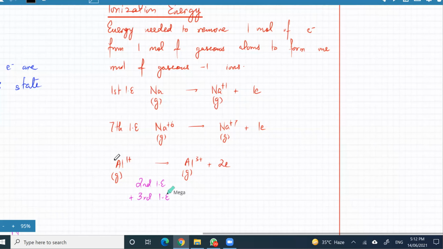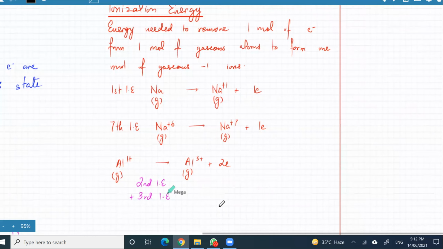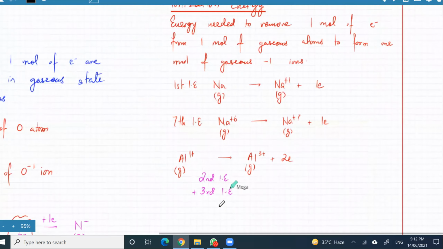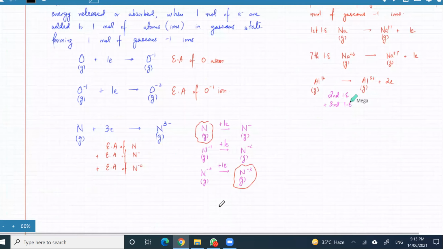Remember, when you're given expressions like these, you should know how many energies are getting added up. Same with electron affinities. If you're given expressions like this, you should know how many electron affinities are getting added up. Okay, is this clear? Yeah.